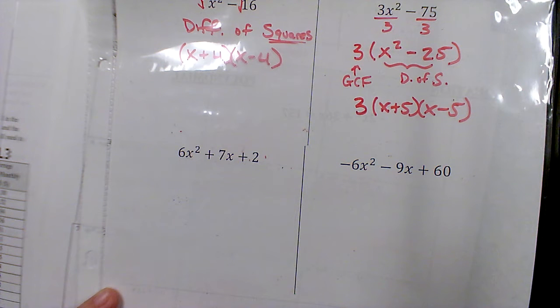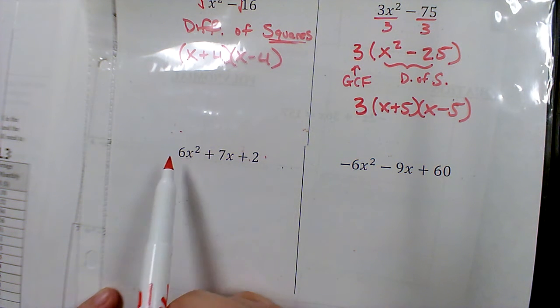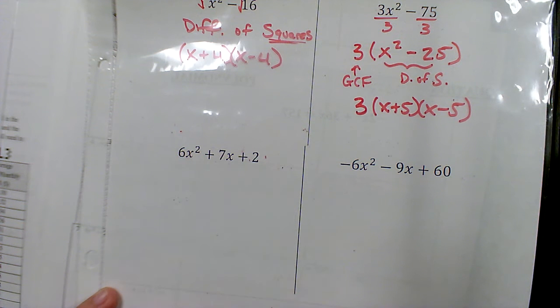Are we familiar with how to factor this trinomial when this number is something other than 1? I've seen a lot of different ways to go about it. I'm just curious as to what you're familiar with, and I'll show you the different ways and you can choose which one you're most comfortable with.